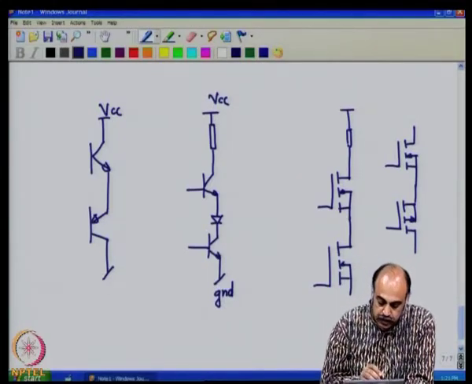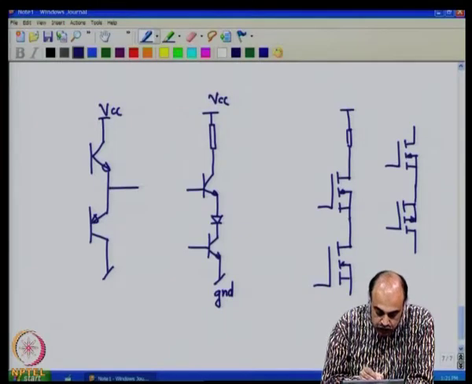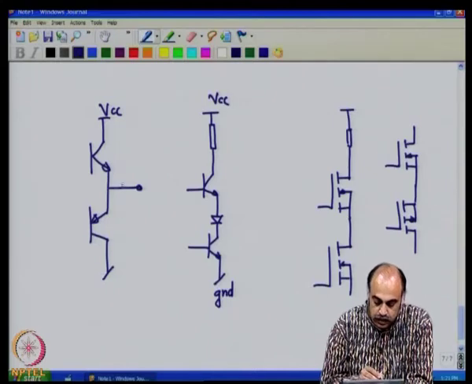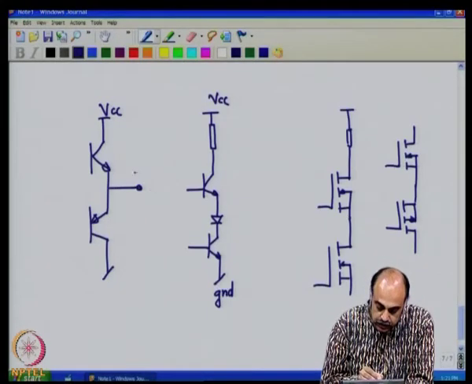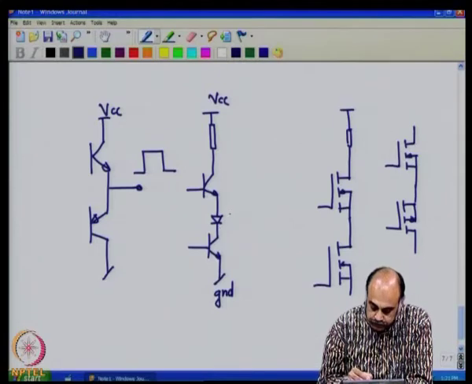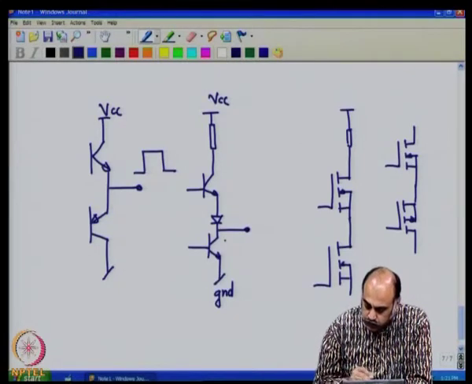And then you will see that in most of the cases you will have the outputs of the gate, because they need to switch. This is the one which will come out of the gate, and this is supposed to be a switching or a pulsed waveform, which will take either a low or a high value. It has to take a low or a high value.